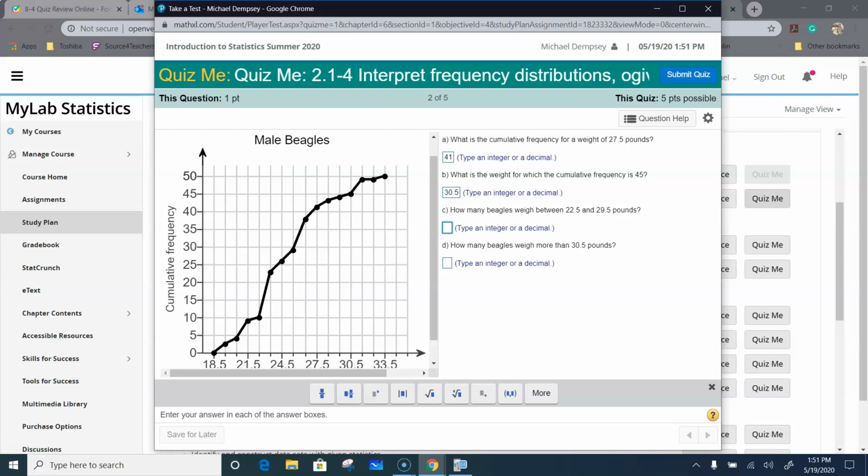And how many beagles weigh between 22.5 and 29.5? So at 22.5 I'm at 10, and then at 29.5 it looks like I'm all the way up at 44. So 44 minus 10 would be 34. How many beagles weigh more than 30.5 pounds? So there's 45 that are at 30.5, so more than that would be just the next 5.